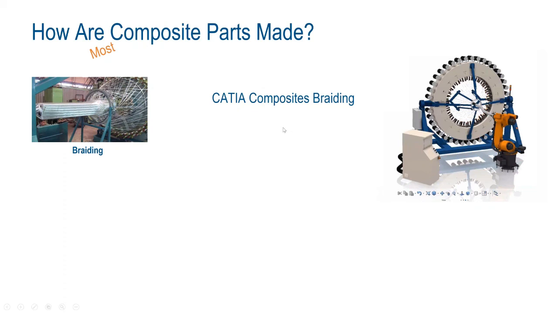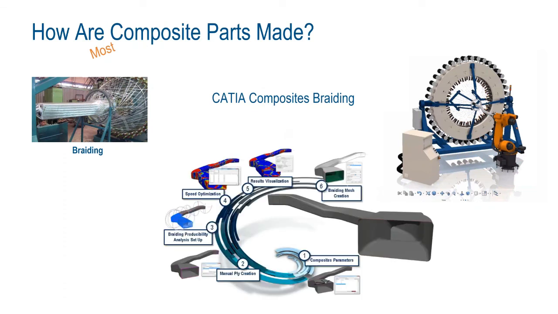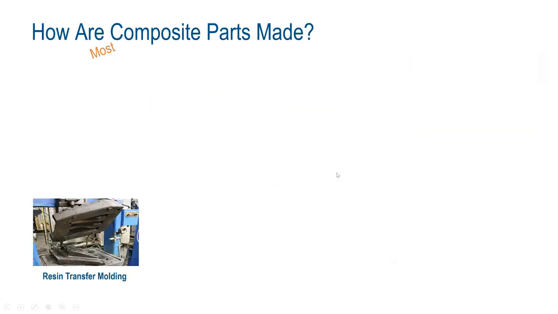So the design process is progressive. It begins with the definition of composite parameters, moving on to manually creating plies along the tool surface in CATIA, running producibility analysis, followed by some optimization of speeds and feeds, and results visualization, and finally creating the braiding mesh digitally.